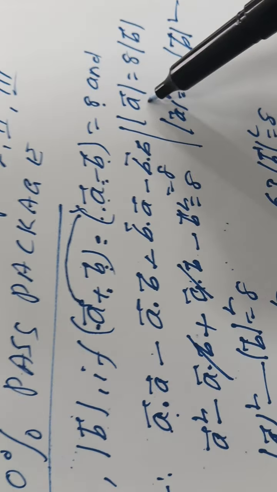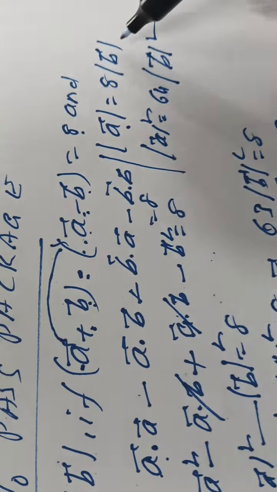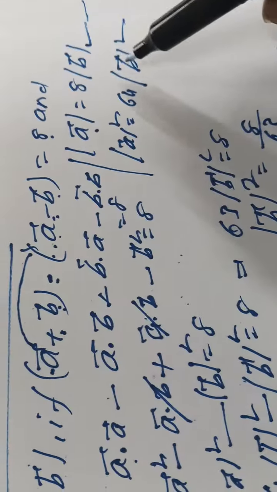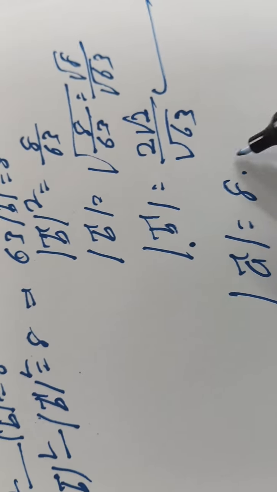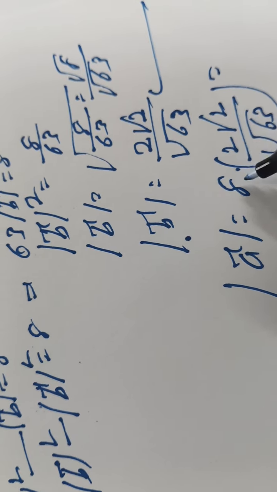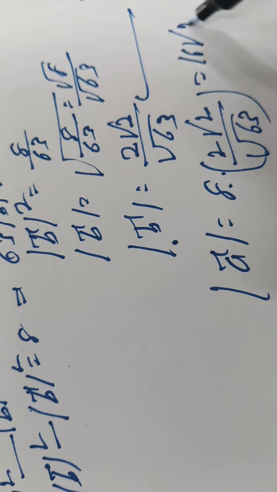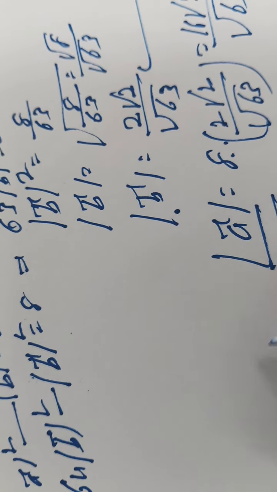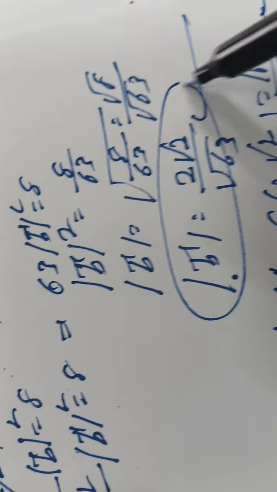Remaining, required magnitude of A. Magnitude of B value, substitute into this. Magnitude of A is equal to 8 into magnitude of B, which is nothing but 8 into 2 root 2 divided by root 63, that is 16 root 2 divided by root 63. This is the value of magnitude of A. Magnitude of A is equal to this, magnitude of B is equal to this.